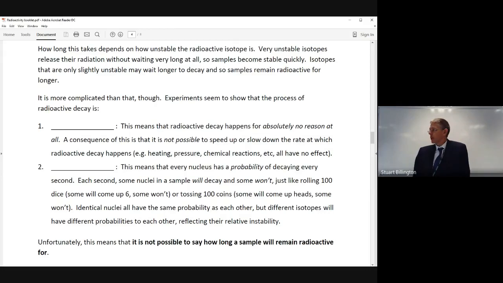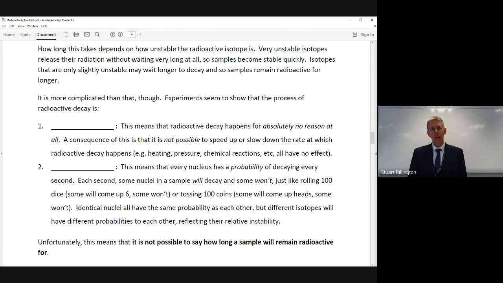So you might think that we can't answer the question, how long will something be radioactive for? How long does it take for the radiation to go away? But that's not quite true. But in order to see that, we need to do a little experiment. Now, if you were in school today, sitting in this room in front of me, I would have a little pot of 100 dice for each of you. And you'd have a little tray to throw it into, and you would throw 100 dice.